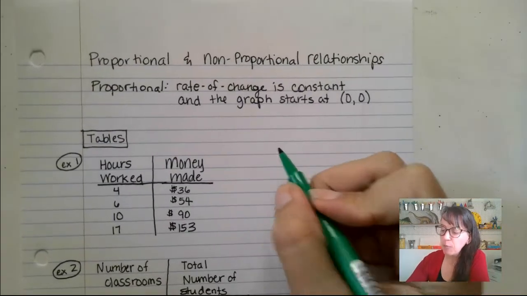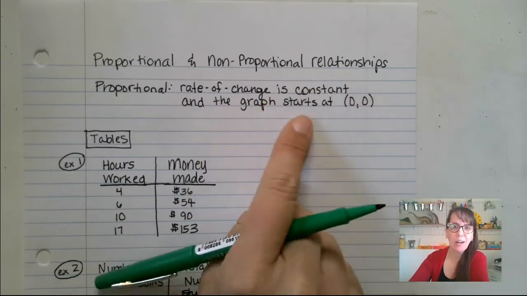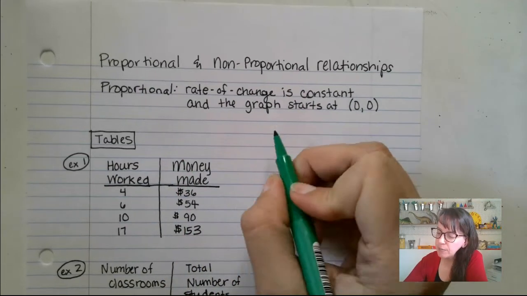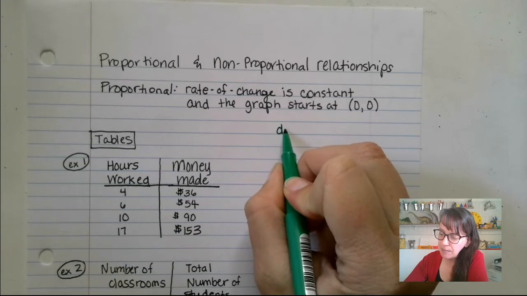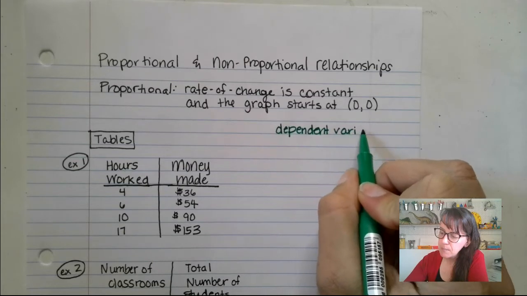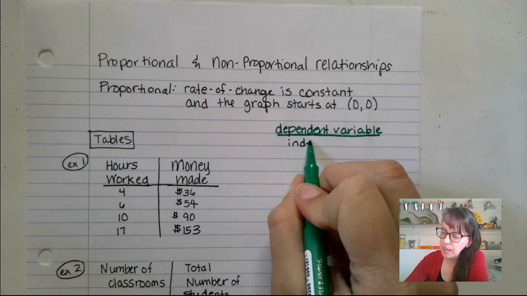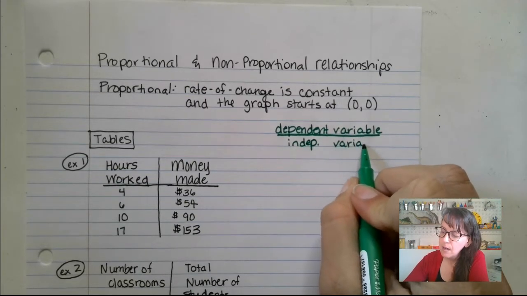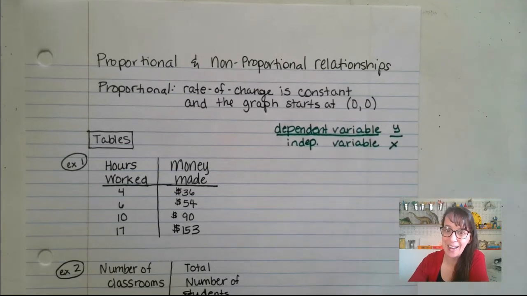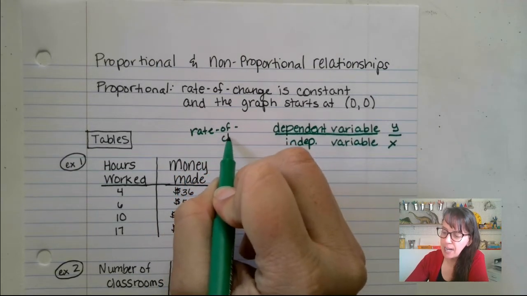Okay, so the formula for figuring out the proportional ones is that the rate of change is going to be constant, and the graph has to start at 0, 0. So it's got to go through that origin. How do we find the rate of change? The rate of change, remember, is the dependent variable over the independent variable. Now, your dependent variable is your y, and your independent variable is your x. This is going to be our rate of change formula.